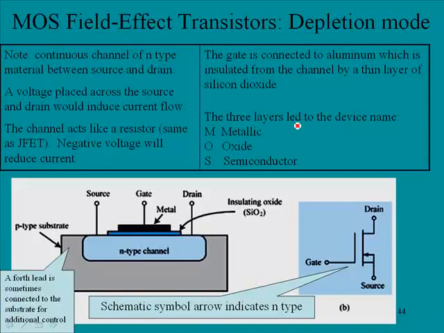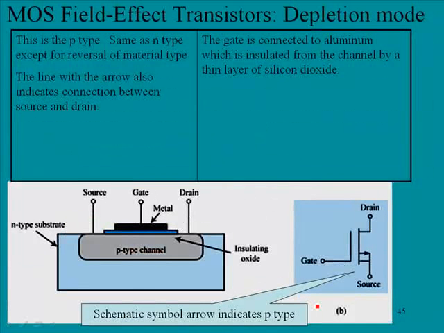Okay, the 3 layers led to the device name, hence we have metallic, oxide, semiconductor. So these 3 layers led to the device name, and here we have the actual schematic symbol. We have a gate, a drain, and a source, and it's usually connected as 3. However, there is an option for a 4th connection, and that would be over here. This would just add a little bit of additional control. Our main concern is going to be with the 3 connections.